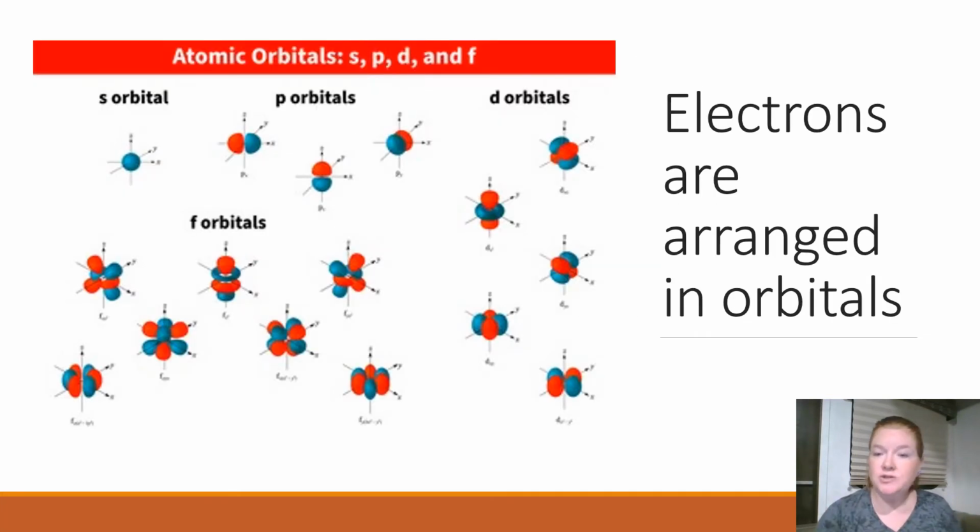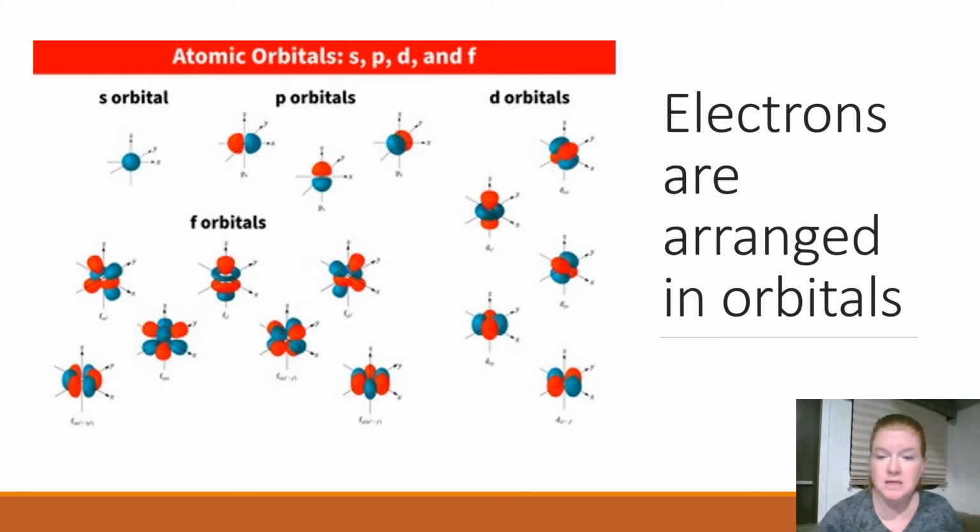And the electrons are arranged in these orbitals. So you see the S orbital, right? The S sublevel has 1 orbital. The P sublevel has 3 orbitals, and you see they're kind of dumbbell shaped. And the S orbital is sphere shaped.